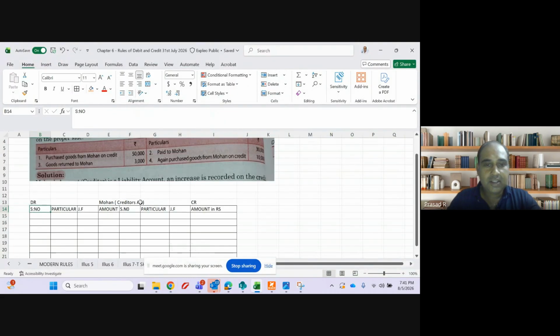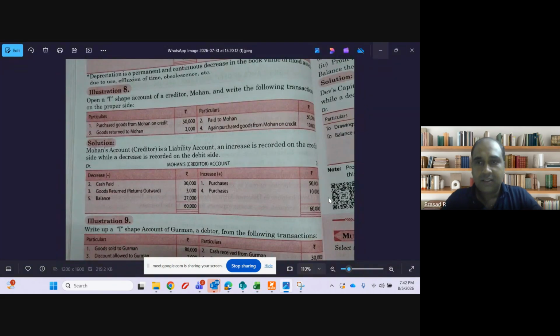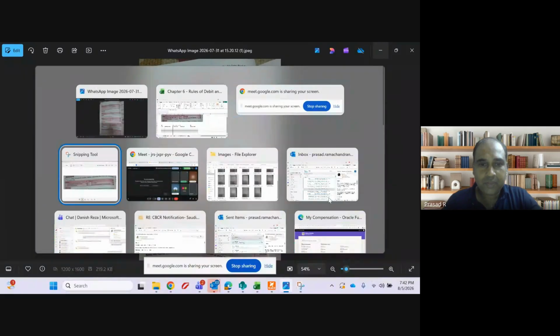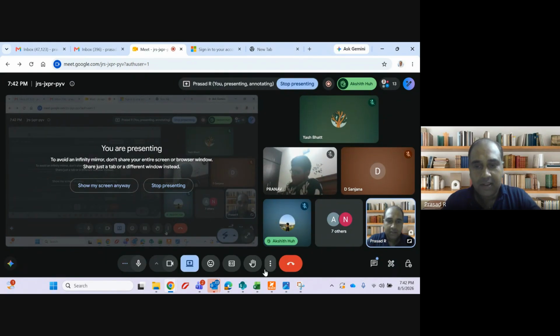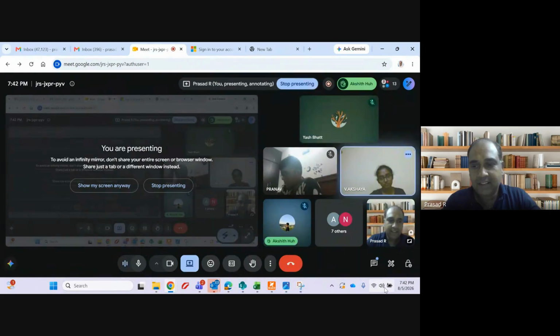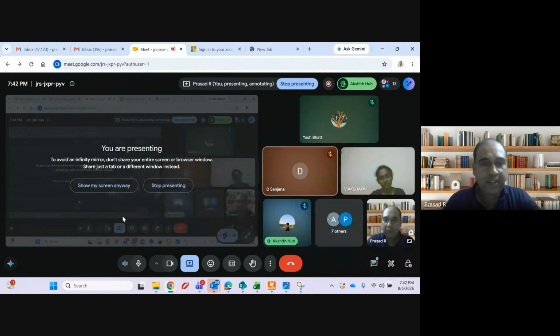First transaction. What is this account, guys? Mohan Creditors account. What is the behavior of a creditor account? Increase means liability. Liability increase means credit. Decrease means debit. That is the behavior of a creditor account.